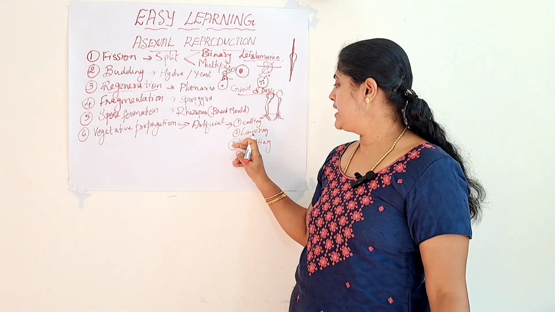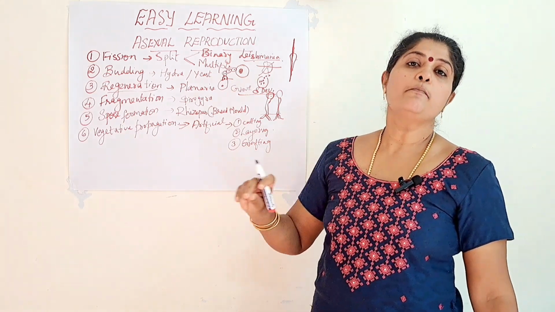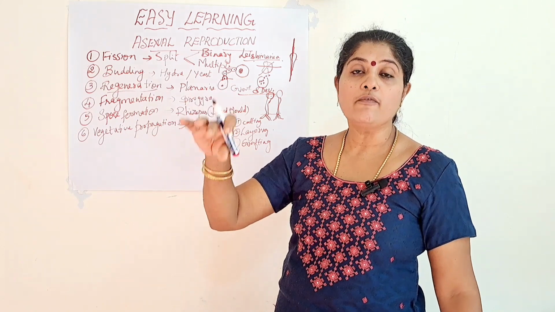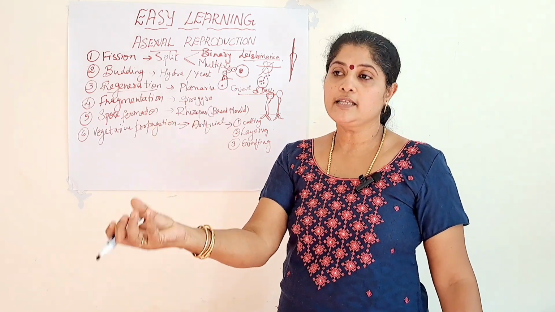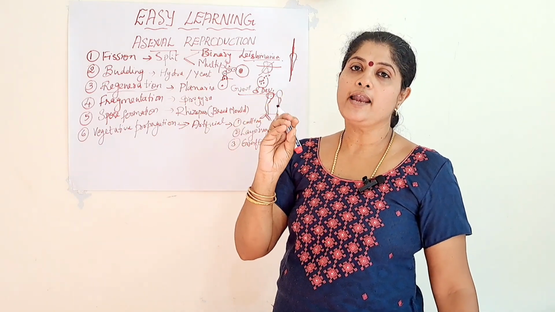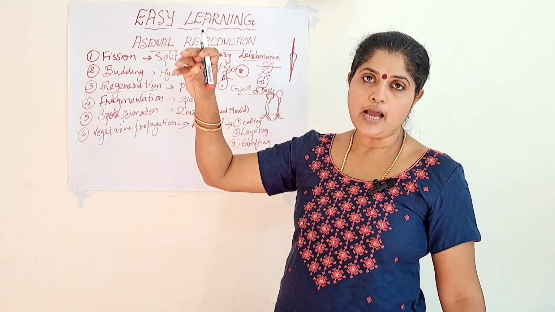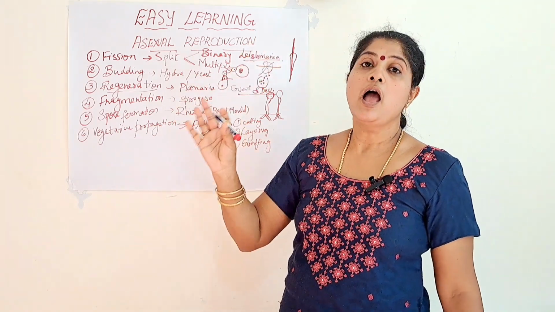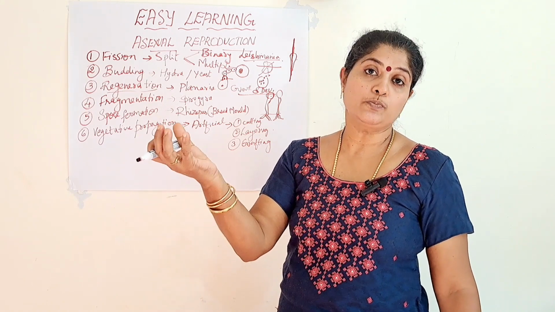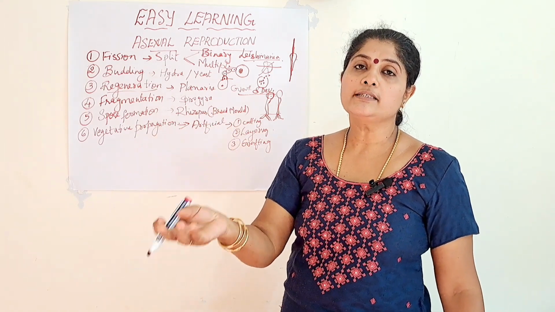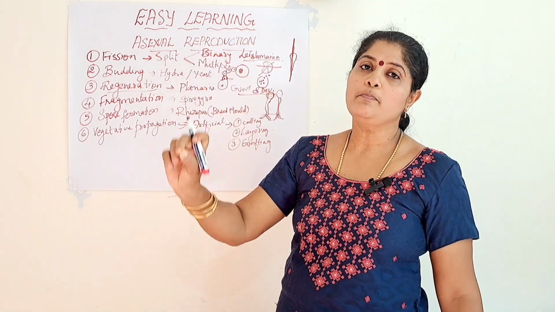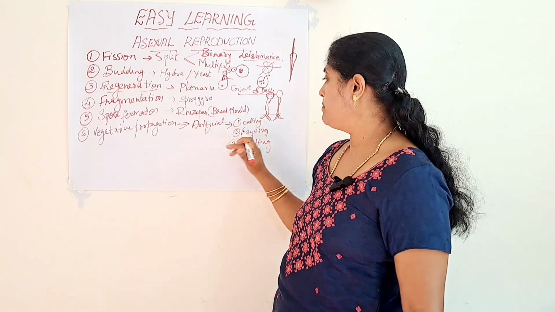The second one is layering. Layering means one branch of the tree is bent and then buried in the soil. The part which is touching the ground is covered with moist soil, and the other end of that particular branch is exposed above the ground. Once the root arises on the part of the branch buried in the soil, it is cut from the parent plant, and that part of the branch grows into a new plant. That is what is meant by layering.